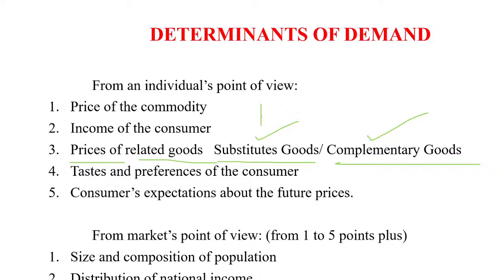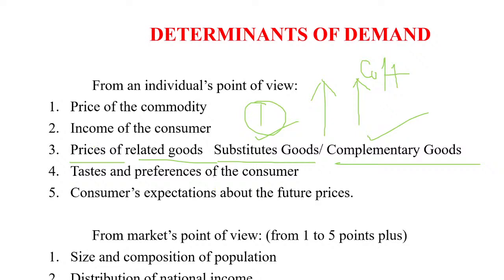First, we are talking about substitute goods. For example, if the tea price is increasing, people will shift towards coffee, so the demand for coffee will increase, because the price of tea is going to increase. Tea and coffee both are substitutes of each other.